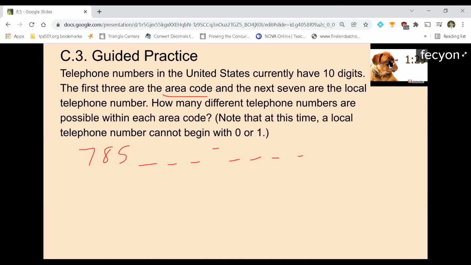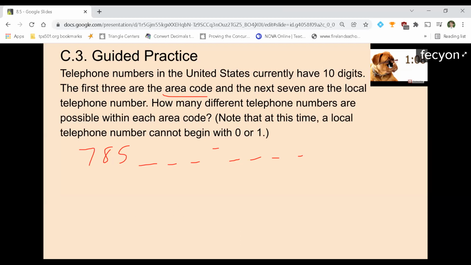Times how many choices do you have for the second? And 10, right? Because it could be anything. It could be 0, 1, 2, 3, 4, 5, 6, 7, 8, or 9. The next number, you got 10 more choices. 0, 1, 2, 3, 4, 5, 6, 7, 8, 9.